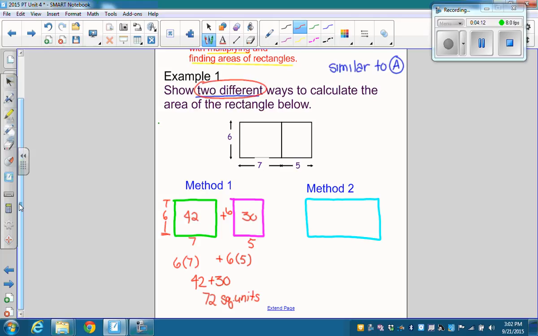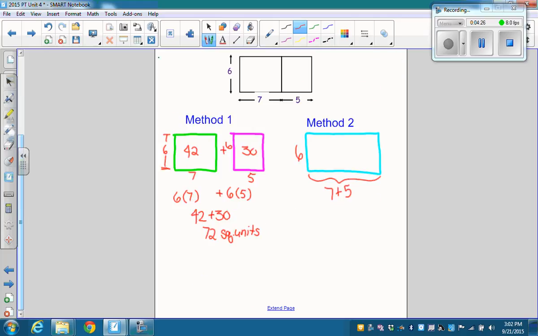So to figure out how long this is, what 2 numbers do I need to add? 7 and 5. Right. So the other method looks a little weird. This is still 6, but the other method would be showing this with parentheses and the distributive property like this. 6 times whatever 7 plus 5 is. That's method 2. So it's basically saying add 7 plus 5 first. So Jay, what is 7 plus 5?